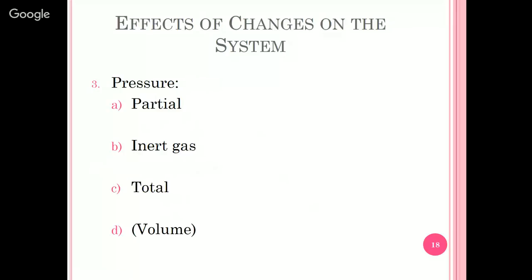Vice versa, if we decrease the pressure by increasing the volume, now we've got a bigger space and entropy comes into play. It's much easier to have more things in a bigger space, and it's more favorable. It's a spontaneous process. So these are the ways that we can look at how pressure affects equilibrium.